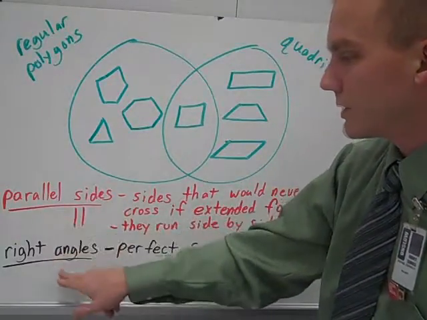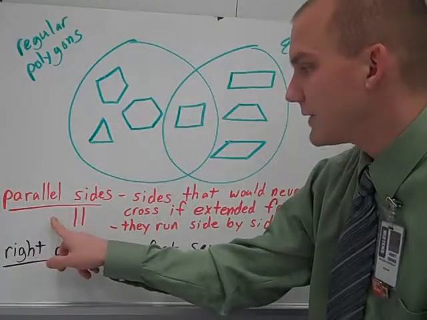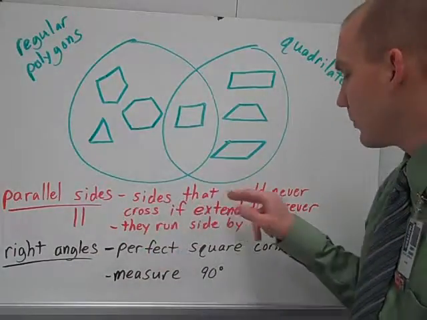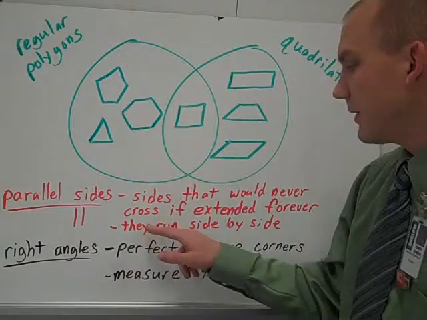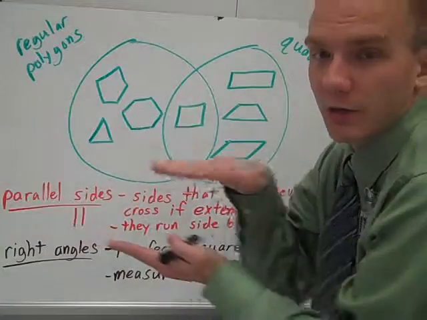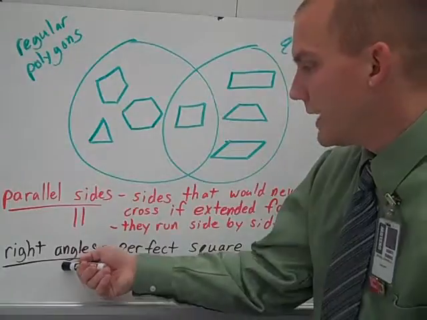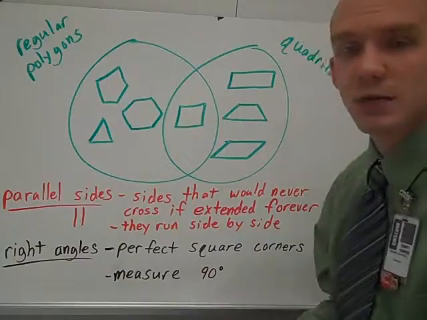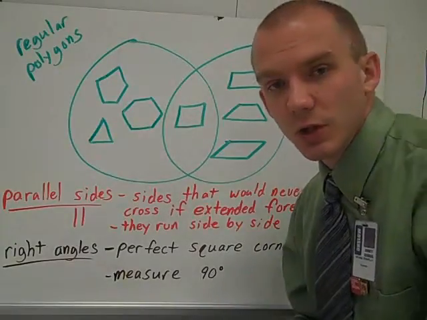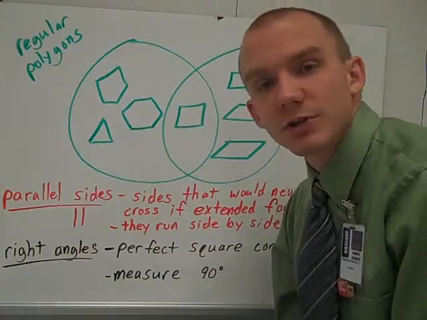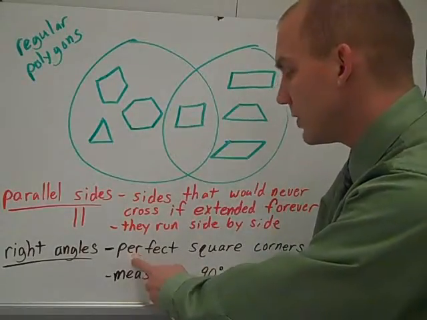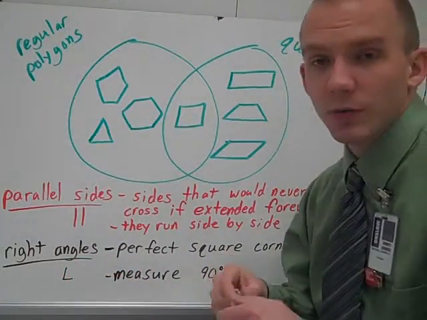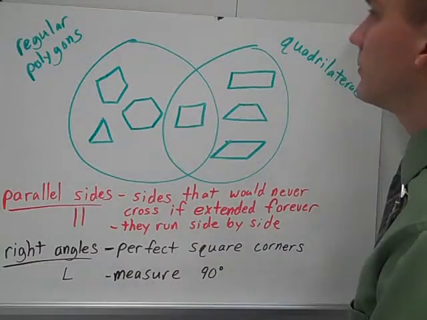Let's review some important words that we've discussed in this video. We have parallel sides, which is represented by this double L symbol sometimes. It means sides that would never cross if extended forever. They run side by side. Parallel, side by side. Right angles are perfect square corners. They measure 90 degrees. So if you were to actually get out an angle measuring tool, they're called degrees is what we measure angles in, and it would measure 90. But really what you need to know is that's a perfect square corner. And remember that little square corner symbol that would go in the corners to indicate that.